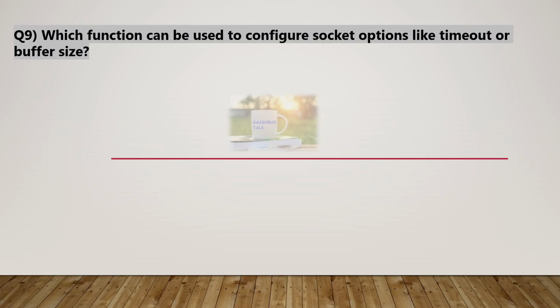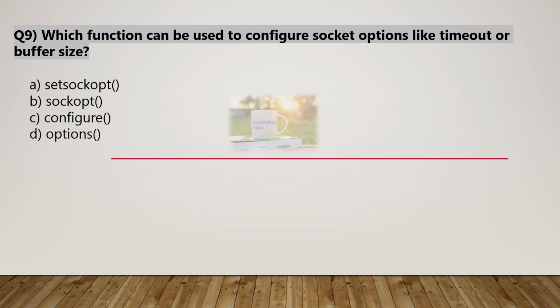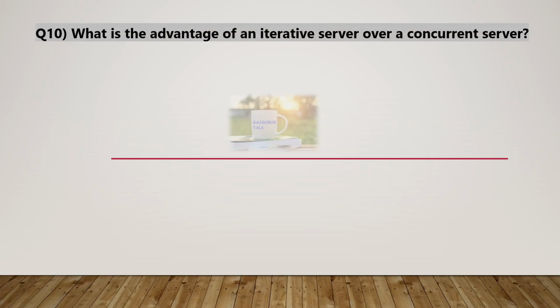Ninth one. Which function can be used to configure socket options like timeout or buffer size? So the options are given. Now, the setsockopt function is used to configure various socket options such as timeout values, buffer sizes, and other protocol specific settings. So the answer is A, setsockopt.